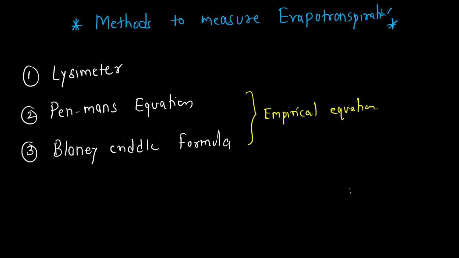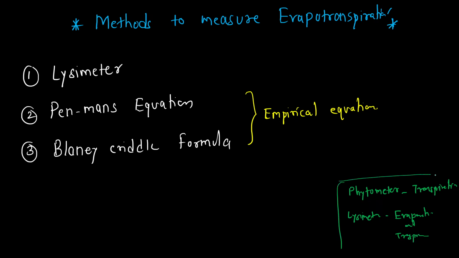Don't get confused between the lysimeter and the phytometer. Many times we get confused between these two. The phytometer is used to measure only transpiration. But by using a lysimeter, we measure both evaporation and transpiration. So this is the difference between phytometer and lysimeter. We have discussed the phytometer in the previous videos. Anyway, let's start with the first method, that is lysimeter.